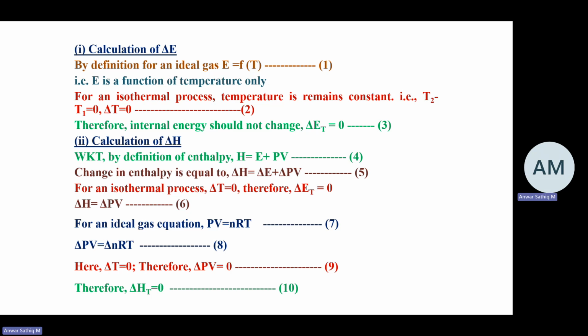The above equation may be written like this: delta PV is equal to delta nRT. This is equation number 8. Here, at an isothermal condition, delta T is equal to 0. Therefore, delta nRT, the whole term, is equal to 0. Substitute this term in equation number 8. We get delta PV is also equal to 0. This is equation number 9. Substitute equation number 9 in equation number 6. Finally, we get delta H at constant temperature is also equal to 0. This is equation number 10.